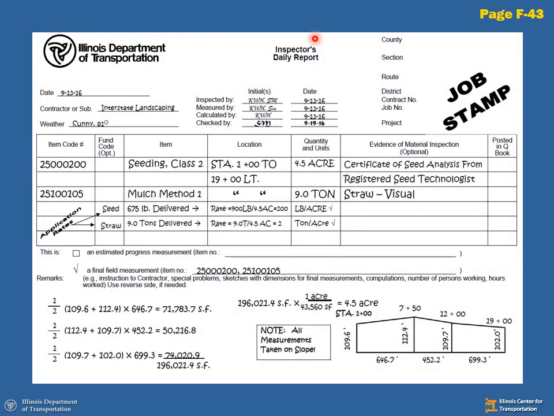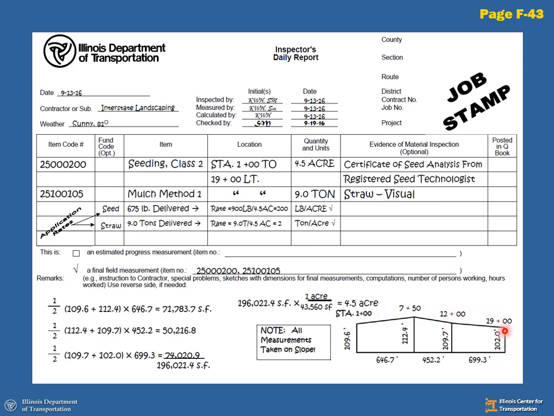Let's take a look at page F43 in the Doc Guide. It is an IDR example of paid by the acre. Here we have our pay item number 250-00200. That's where I get spec article 250 for seeding class 2. We got our location. Here's our evidence of material inspection. And down here we have our field measurements laid out by station where we took our readings.